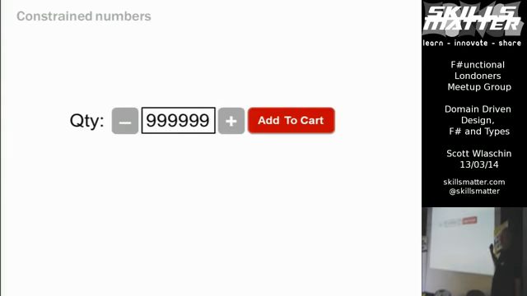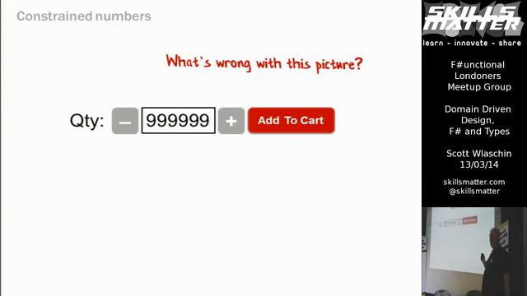Here's a good one. Let's say this is a shopping cart in an e-commerce system. What is wrong with this picture? Okay. What's wrong is I've got 999,000 things in my cart, in my basket. That should never happen. That's just a bug waiting to happen.